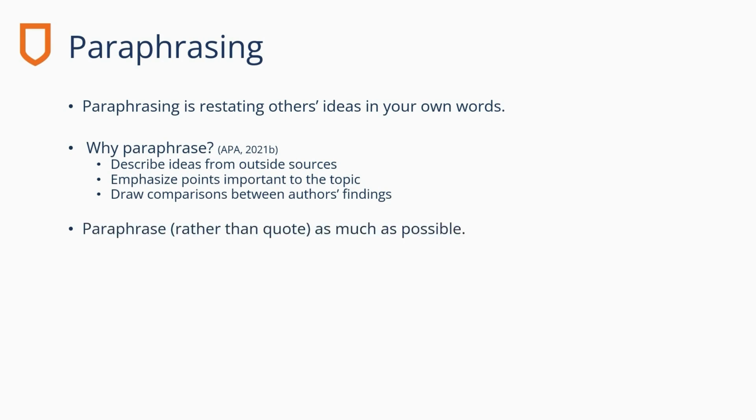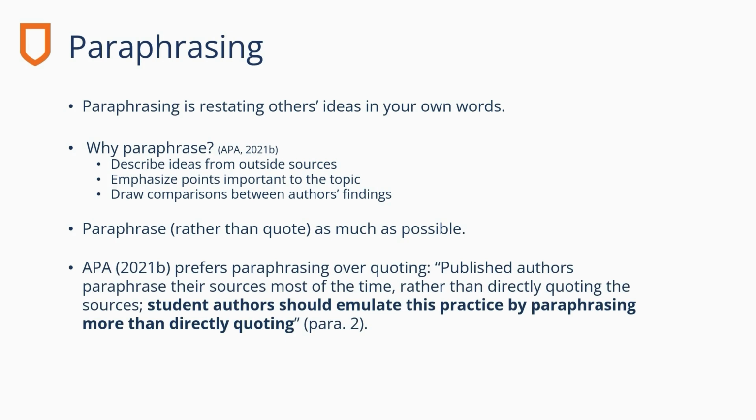It's very important in disciplines that use APA, like nursing and psychology, to paraphrase as much as possible while minimizing direct quotes. As APA states, published authors paraphrase their sources most of the time, rather than directly quoting the sources. Student authors should emulate this practice by paraphrasing more than directly quoting. If you find you're quoting excessively, say more than one quote per page, you should challenge yourself to go back and paraphrase. If you're not confident with paraphrasing, we have a blog post about it, as well as a webinar. And you can also book an appointment with a writing coach at the Write site to go over strategies. The links to these are on our handout.